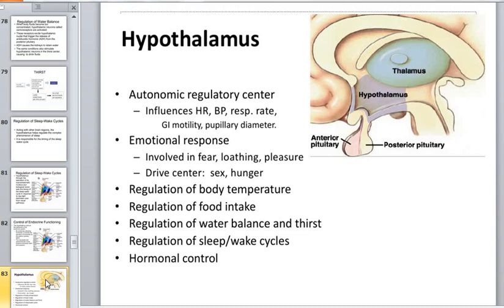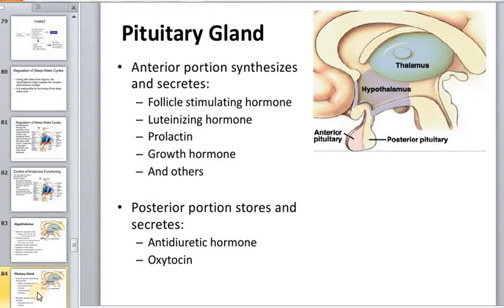The hypothalamus is the autonomic regulatory center and emotional response center, and regulates body temperature, food intake, water balance and thirst, the sleep-wake cycle, and hormonal activity. So we have the general slide which describes the function of the hypothalamus, and a little bit about a very close part, the pituitary gland, which is in contact with the hypothalamus.